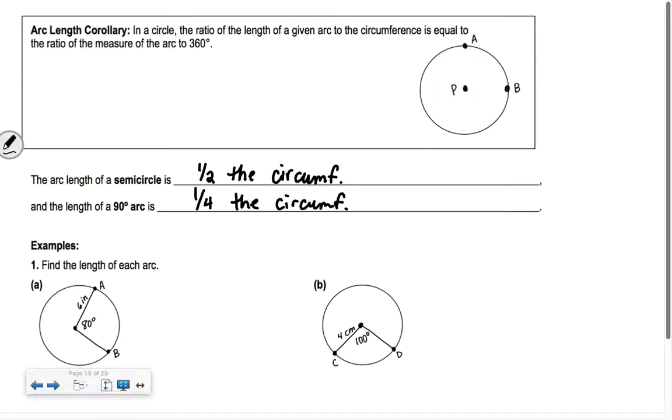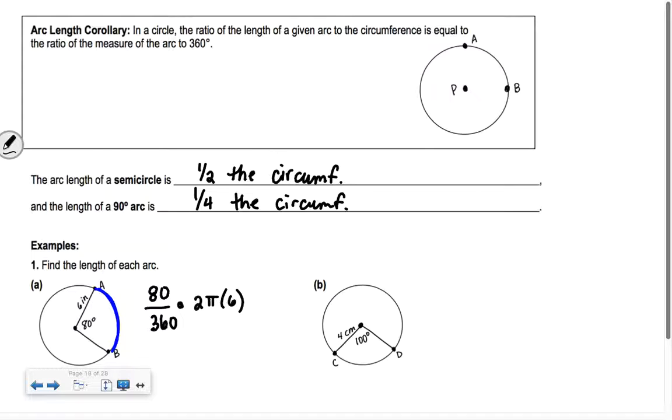So number 1, it says find the length of each arc. If I have 80 degrees, trying to find the length from A to B, I have 80 degrees out of a total of 360 degrees. And my circumference is 2 times pi times 6. Right? That's all I'm going to do.